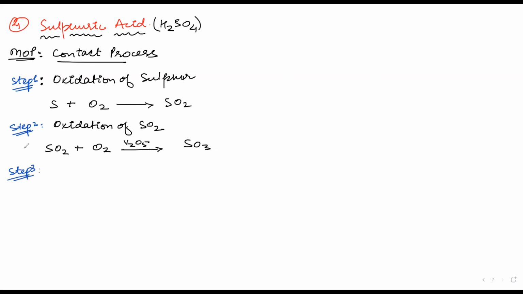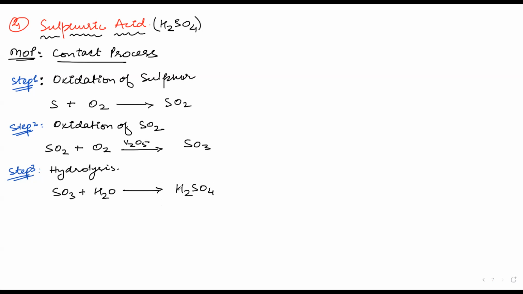Step 3 is, what will be step 3? Hydrolysis, na? See, we are remaining with 2 hydrogens and 1 oxygen. So hydrolysis. If we add SO3 plus H2O, you will get H2SO4.